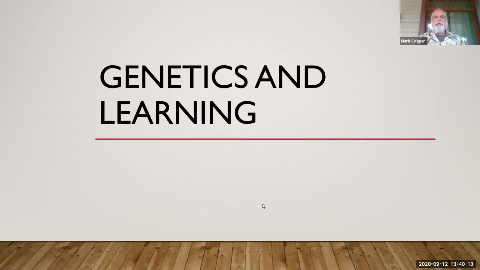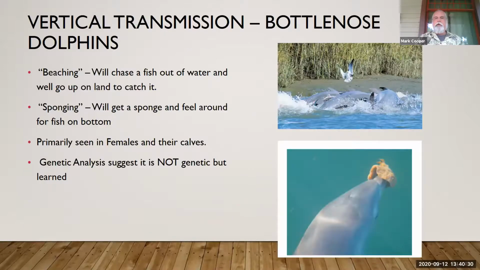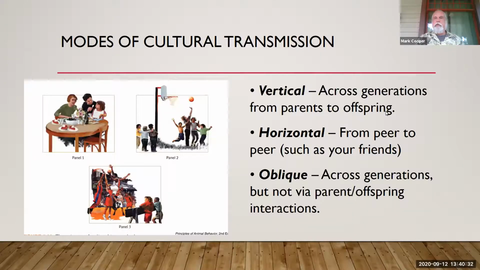And this will be the last of the genetics recordings. And so what we'll look at on this last one is modes of cultural transmission. How do these things get transferred from individual to individual? And there's three different types. There's vertical, there is horizontal, and there is oblique.